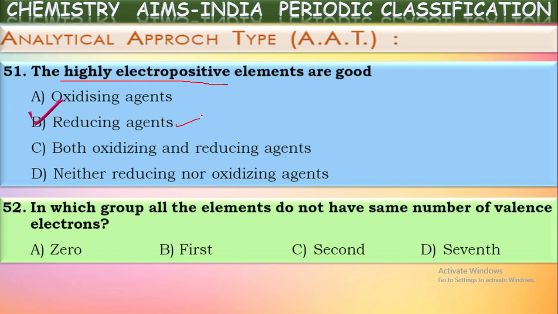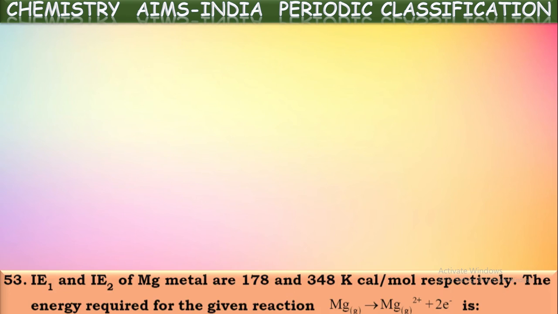In the same way, all the remaining elements also contain 8 electrons, but helium has only 2 electrons. In this way, the elements in the zero group or 8th A group do not have the same number of valence electrons. Okay, next one.